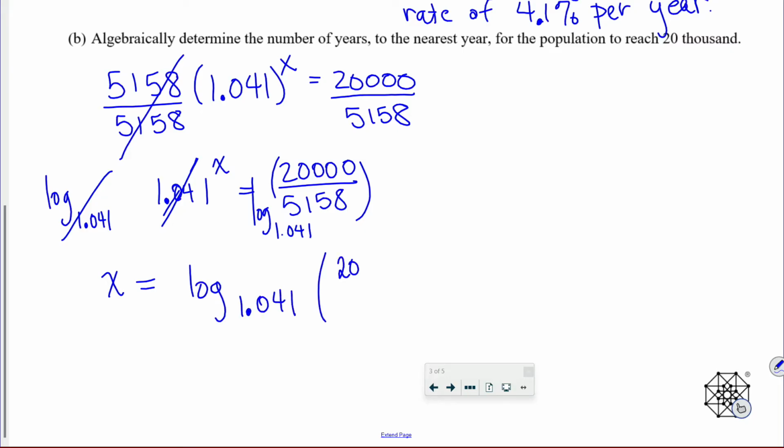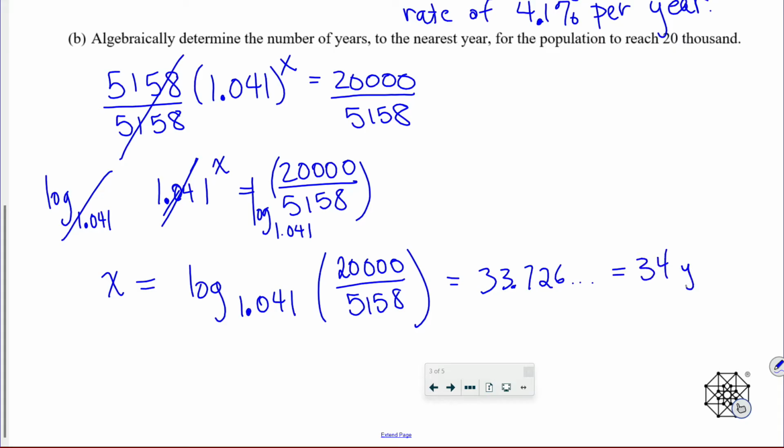That cancels that, which gives me x, which is what I want, being the log base 1.041. Very different, 1.014 versus 1.041. And then I just do that on my calculator using the generic log button. And I will end up having 33.726, etc., which to the nearest year is 34 years.